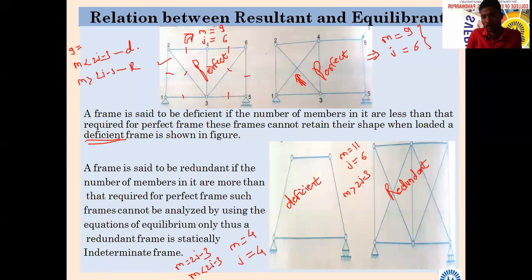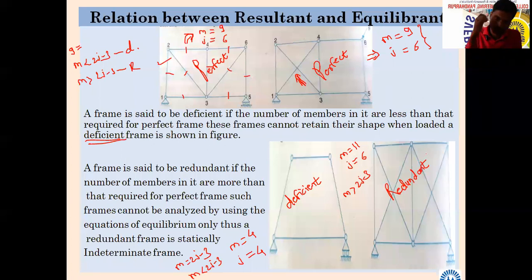So in other words, we can say that if there are sufficient members to take the load, it is called a perfect frame. Theoretically, but how to decide? By the equation m is equal to 2j minus 3. If this equation is satisfied, perfect. If the number of members is less, not sufficient to take the load, then it is called a deficient frame.